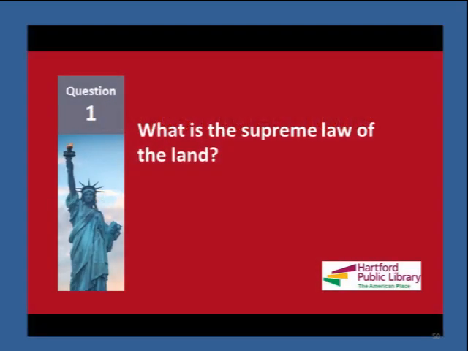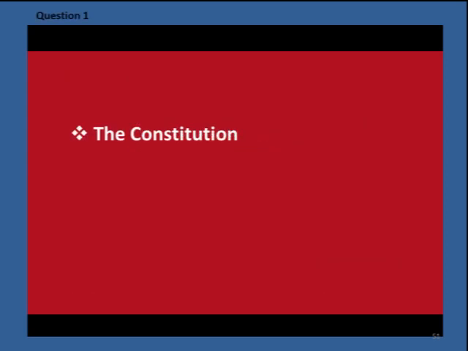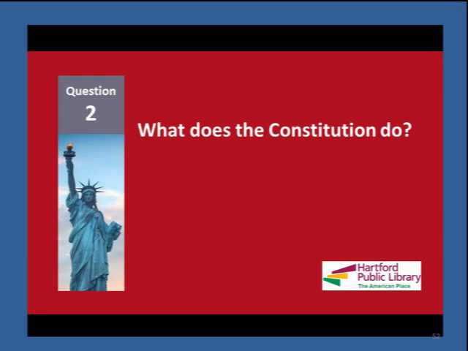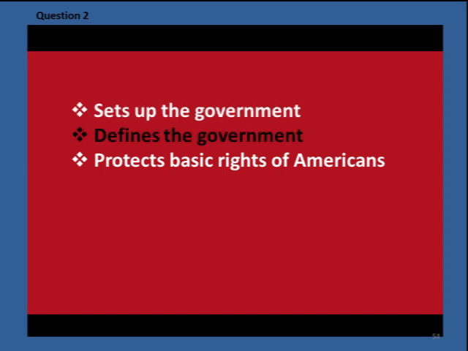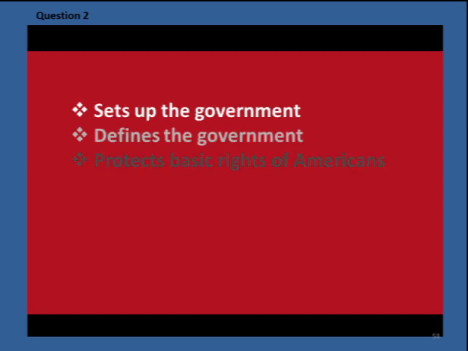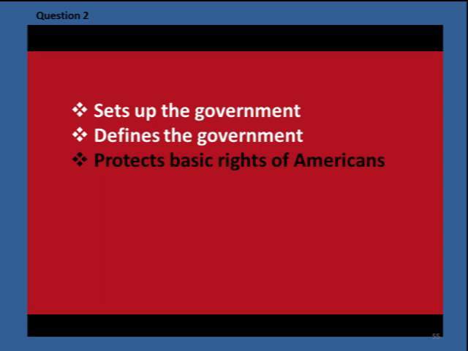Question 1. What is the supreme law of the land? The Constitution. The Constitution is the supreme law of the land. Question 2. What does the Constitution do? Set up the government. The Constitution sets up the government, defines the government, and protects the basic rights of Americans.